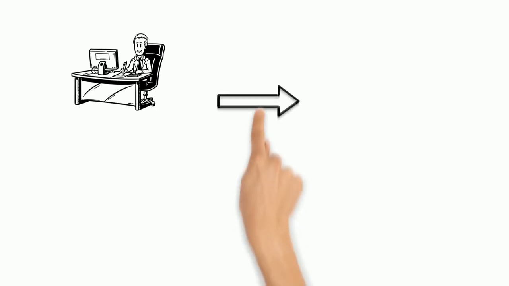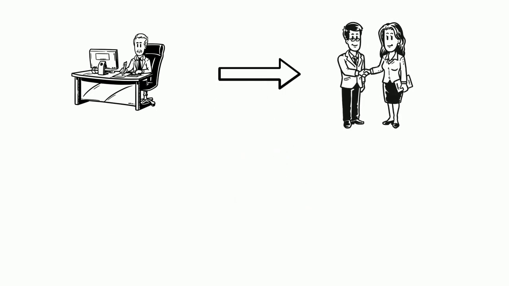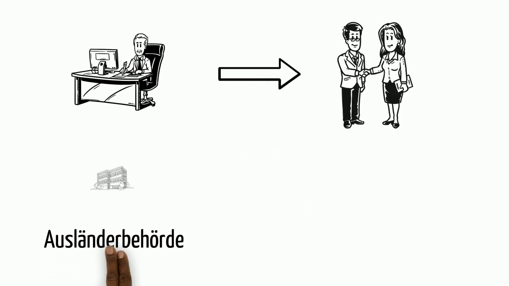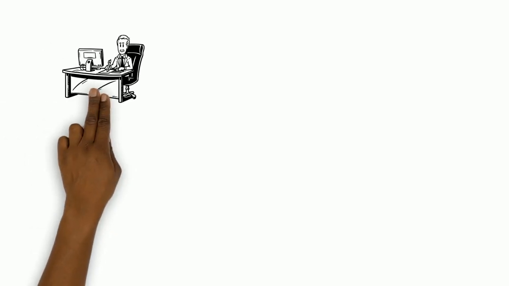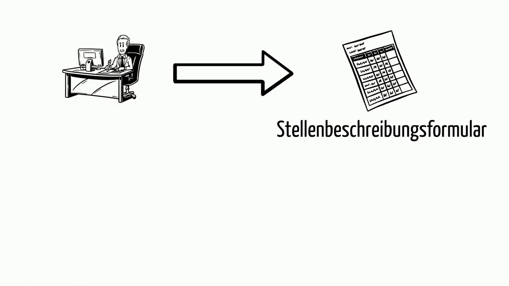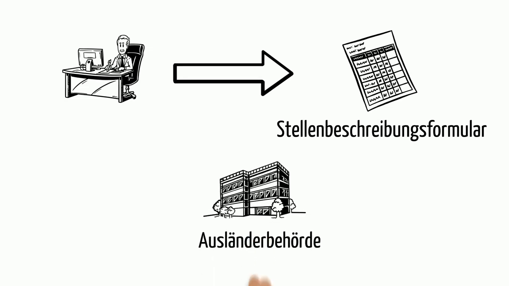What needs to be done? First, you have to find an employer who wants to employ you. Then you need to apply for a work permit for this position at the foreigner's authority. The employer must fill in a job description form. Then you submit this form to the foreigner's authority when you apply for a work permit.